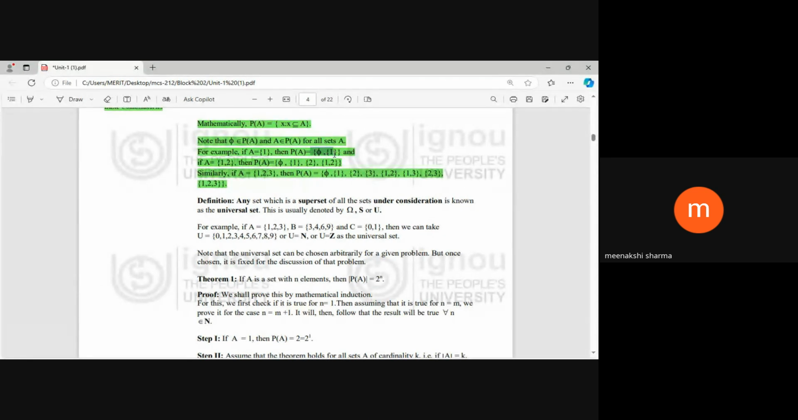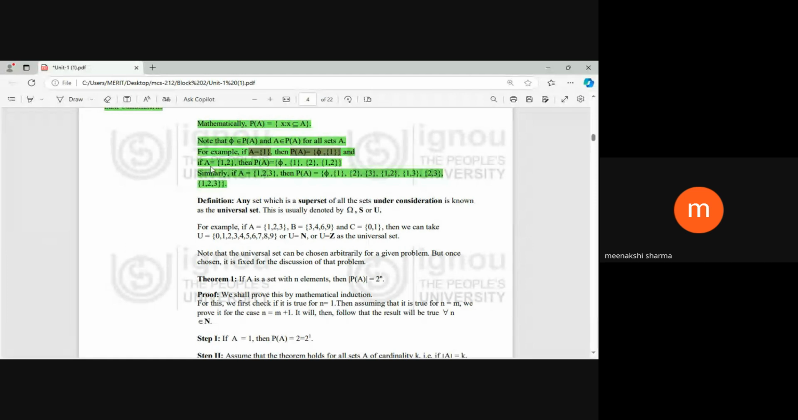Students, this one is a power set. Say A equals {1}. A has just one element, 1, but the power set of A also considers the empty set. There is the empty set, and this one is called the power set of A. All students understand?